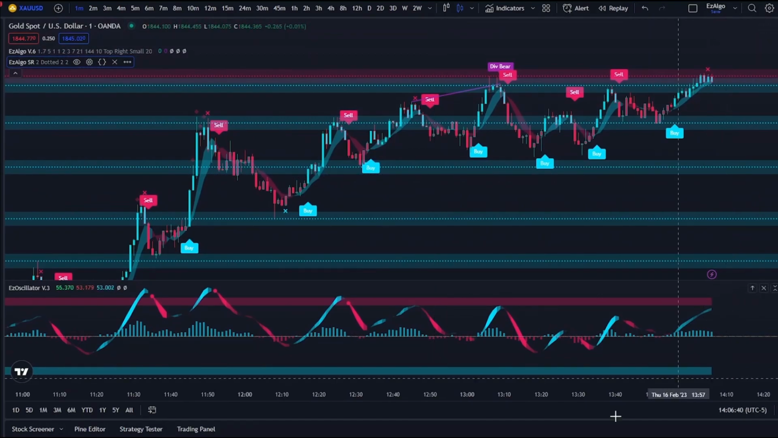So there's a ton of different ways that you can use the Easy Oscillator to profit. How you choose to use it is up to you, but I am always available if you guys have any questions.